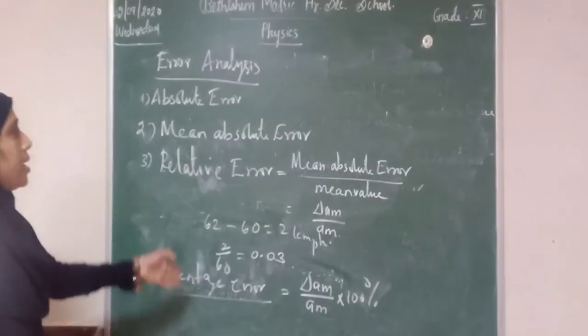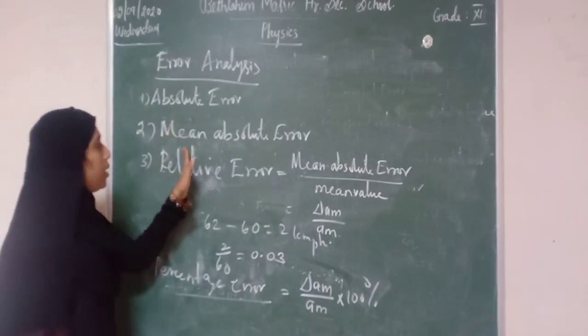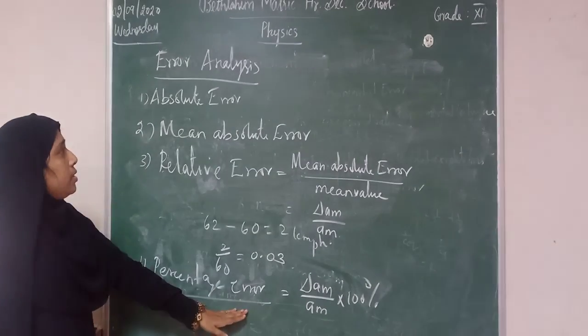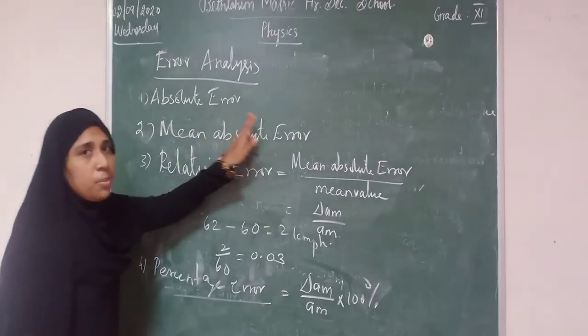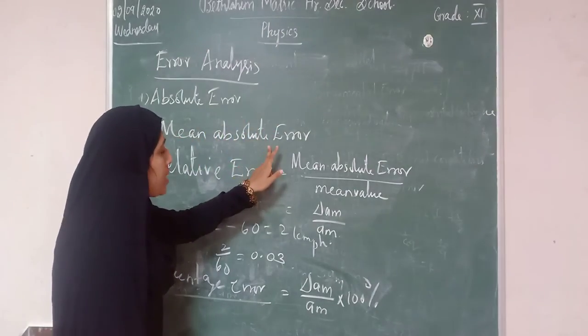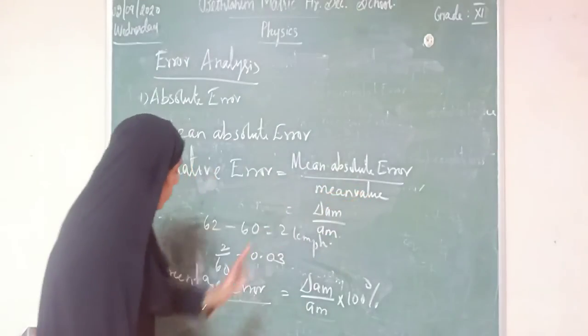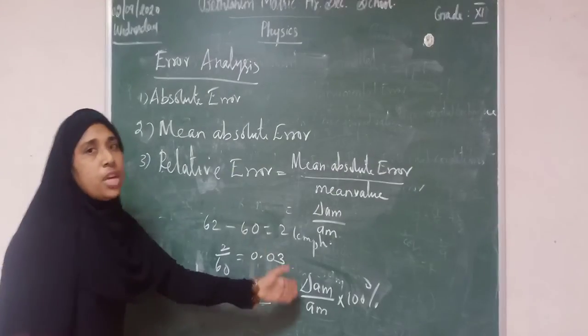So this is our error analysis: absolute error, mean absolute error, relative error and percentage error. Absolute error is the difference between the true value and the measured value. Mean absolute error is taking the mean of all the absolute errors. Relative error is the ratio of mean absolute error to mean value, and percentage error is in terms of percentage.